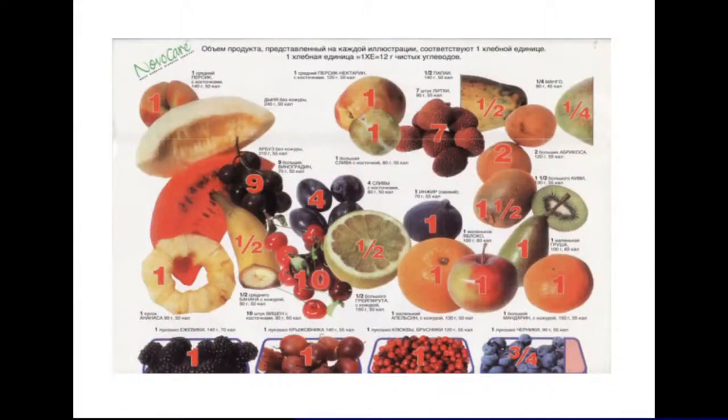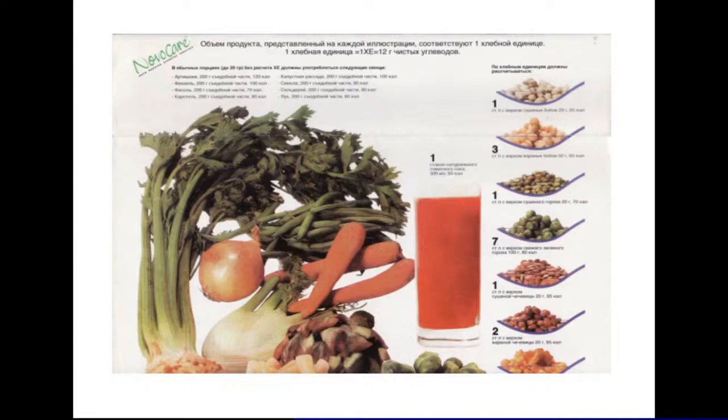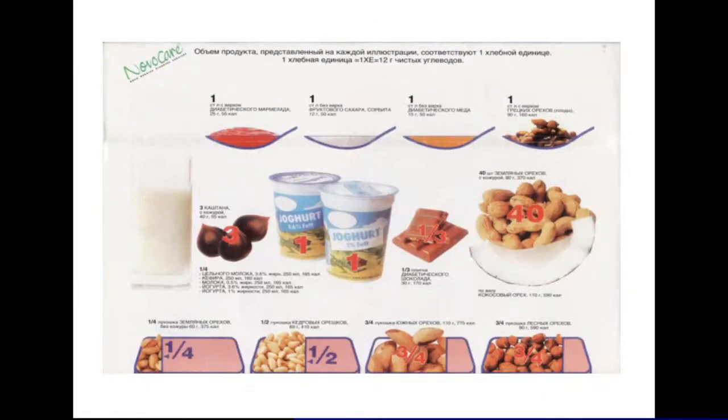Now you see different grains. You see half of a banana is 1 grain. 1 apple, 90 gram, is also 1 grain. And other fruit you see. It's vegetable. We also calculate grains in vegetables and porridge and potatoes and other products.